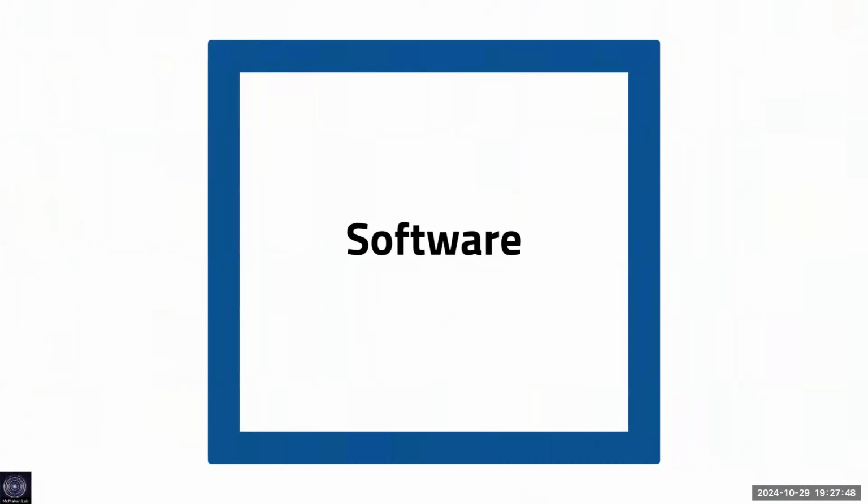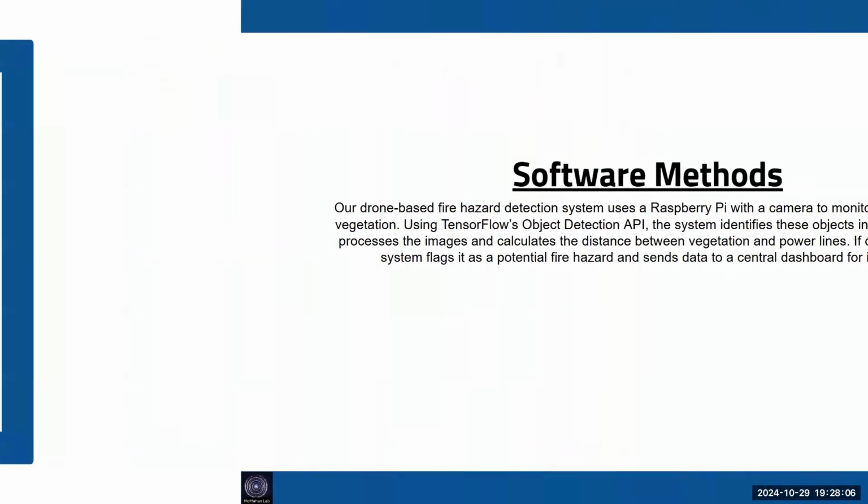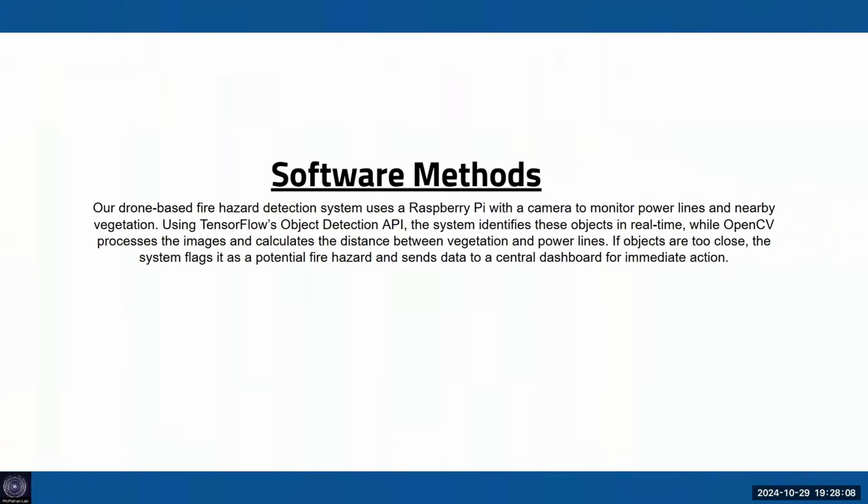So now I'm going to be talking about software. Our methodology employs a drone-based system to identify potential fire hazards in areas surrounding power lines. We're going to be leveraging a Raspberry Pi, as we said before, equipped with a camera. We're going to be using advanced object detection to identify power lines and nearby vegetation. So our methodology for fire hazard detection using drone technology: our approach employs a drone equipped with a camera connecting to a Raspberry Pi to monitor power lines and surrounding vegetation.